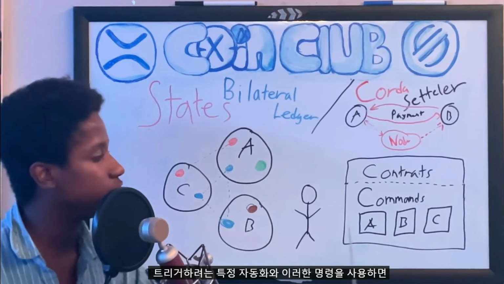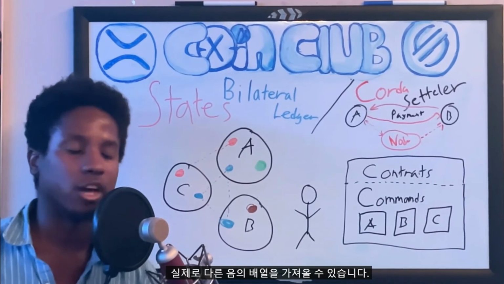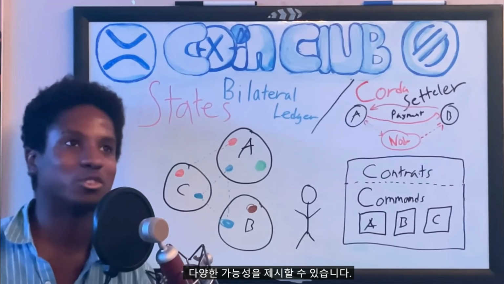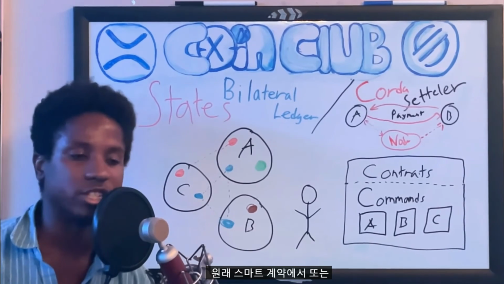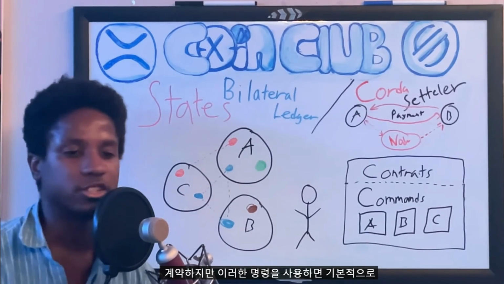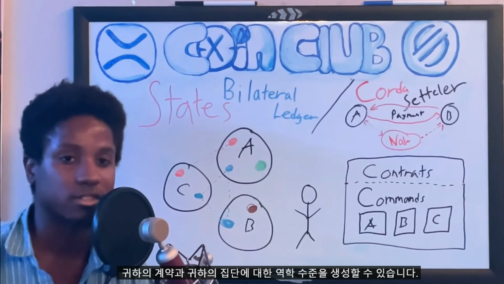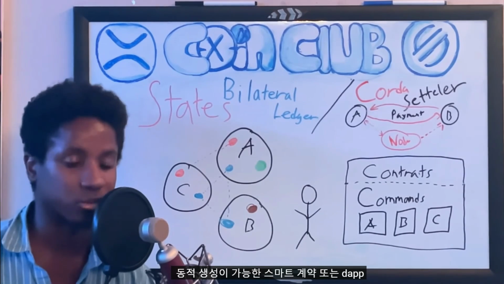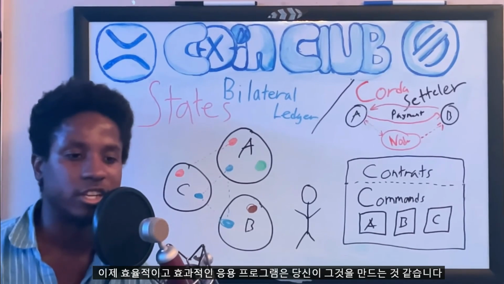And with these commands, you're able to bring out an array of different possibilities that can stem from an originating smart contract or contract. With these commands, you're essentially able to create a level of dynamism to your contracts and to your collective smart contracts or dApps to be able to create dynamic applications that are efficient and effective.